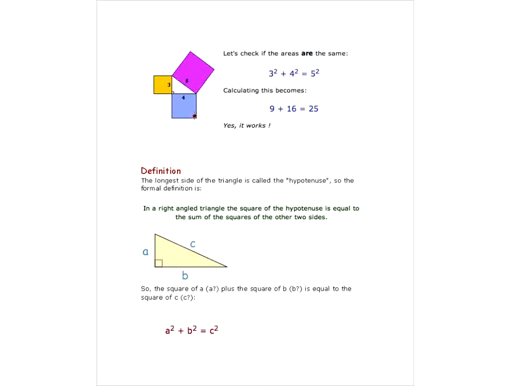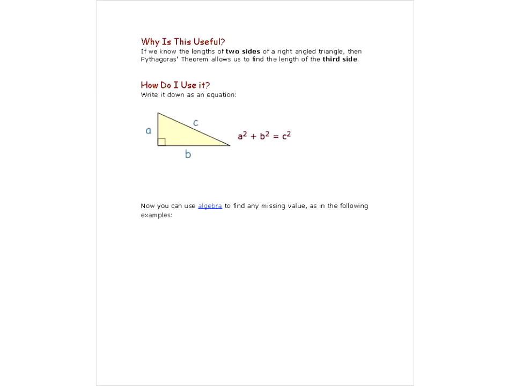Another way of saying this formula is that c squared, which is the longest side, is equal to b squared plus a squared. We'll see that written down here. Again, longest side squared equals short side squared plus the other short side squared. Now let's see how we use that to figure out a problem.